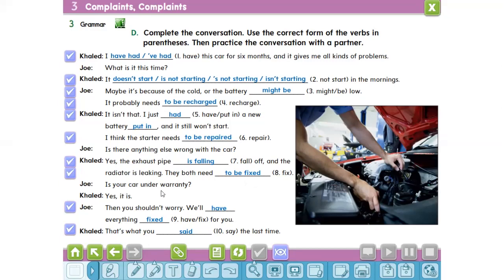Is your car under warranty? Yes, it is. Then you shouldn't worry. We will have everything fixed for you. Khalid finally said, that's what you said the last time.